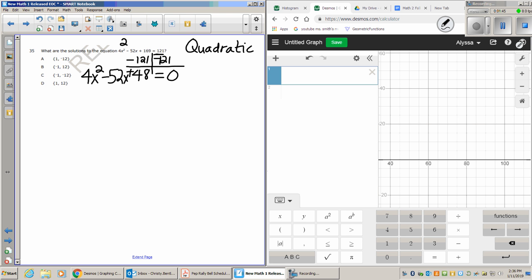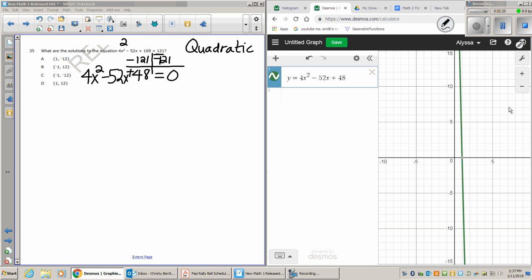Since this is on the calculator active section of the test, I would go over to your Desmos calculator and type in the equation y equals 4x squared minus 52x plus 48. And at the time, I do not see my graph, so I'm going to make sure my graph is centered. You can set the graph back to the default screen by selecting the home key. There is part of my graph. I can then zoom out to see if there is another solution.